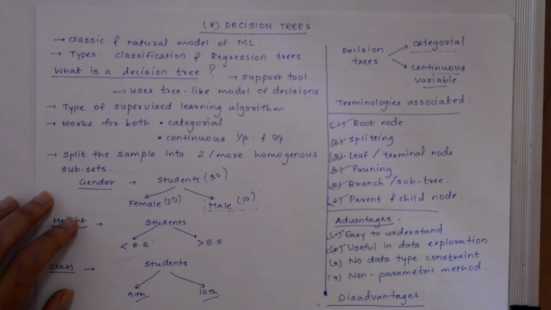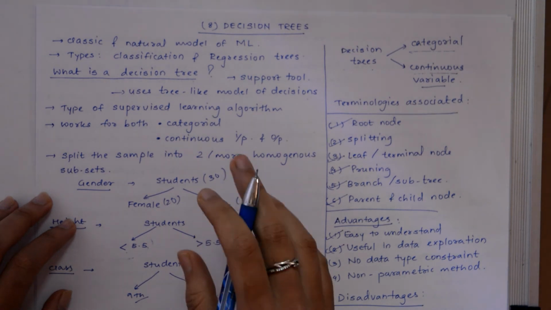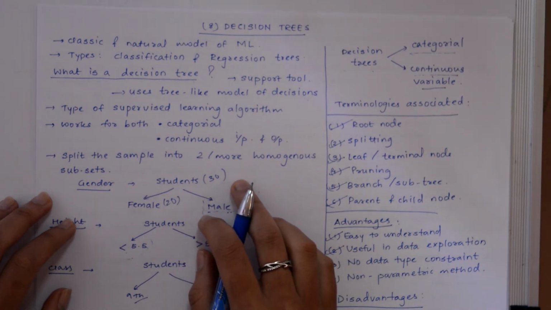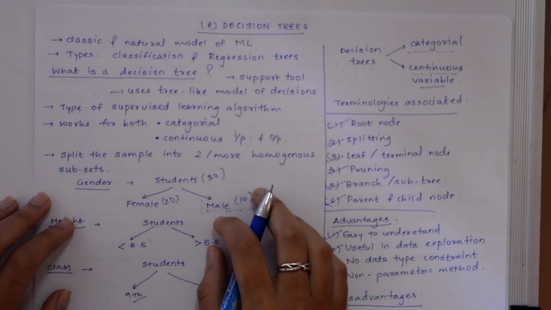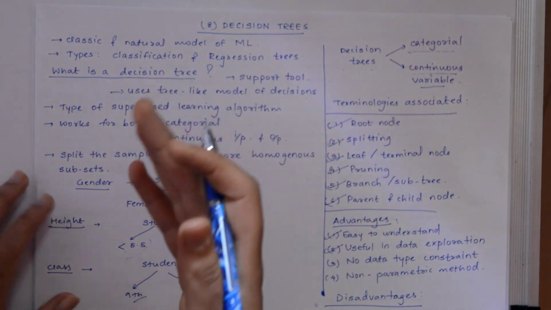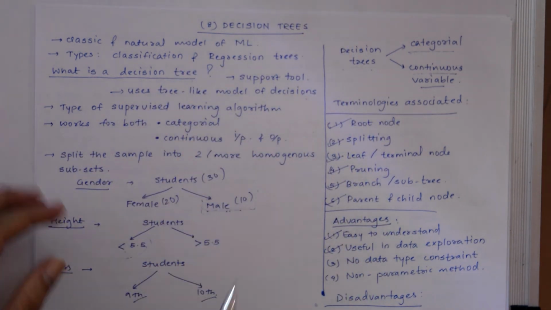It can also be used in the data exploration stage. For example, if we are working on a problem where we have input available in hundreds of variables, the decision tree will help us identify the most significant variable.